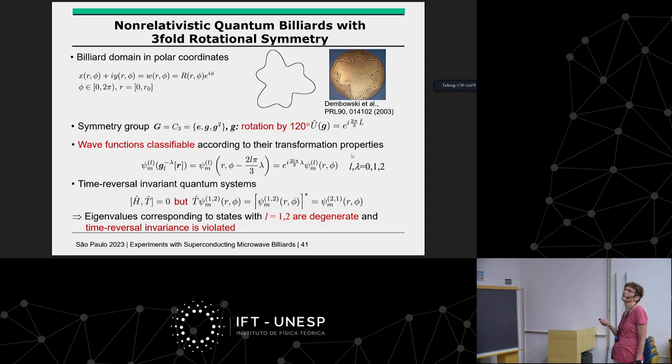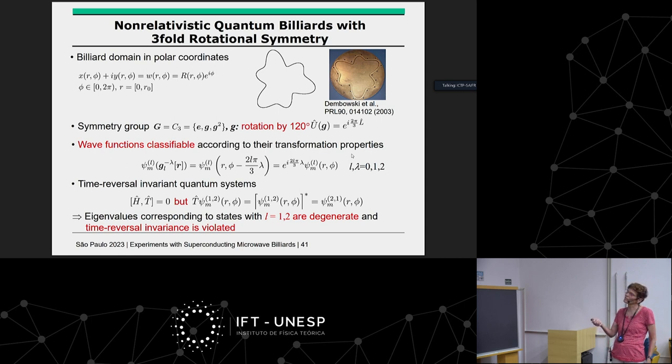The wave functions of such a structure can be separated according to their transformation properties. If you rotate a wave function by 2 pi over 3, you get phi minus 2 L pi over 3 times lambda. Depending on the symmetry class, which is labeled by L equal to 0, 1, or 2, you will have the wave function again, multiplied with a certain phase factor.